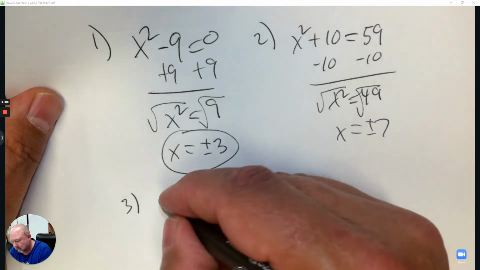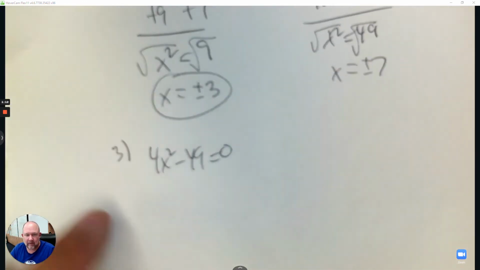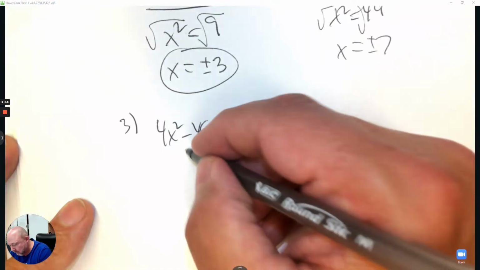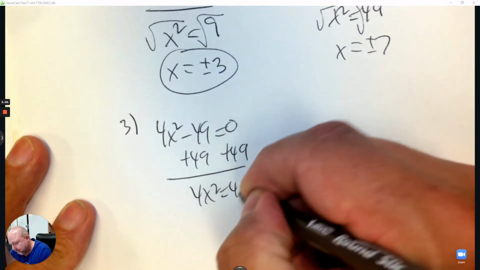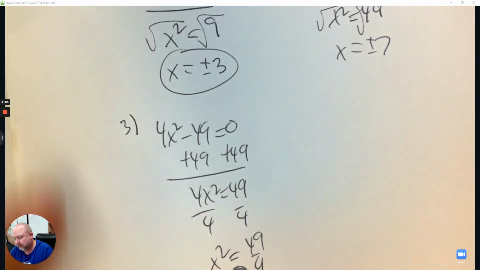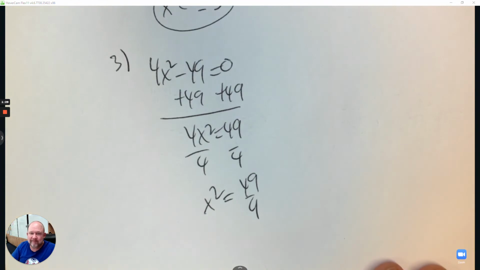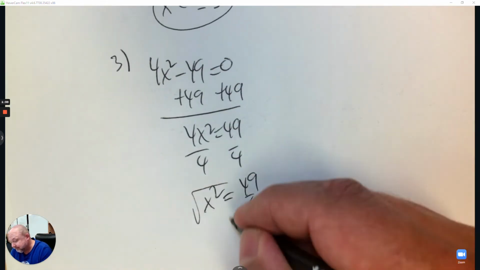there's a fraction involved. So again, write it down. How am I going to solve this for x squared? Add 49 and then divide by 4. So we added 49, added 49, divide by 4, square root.